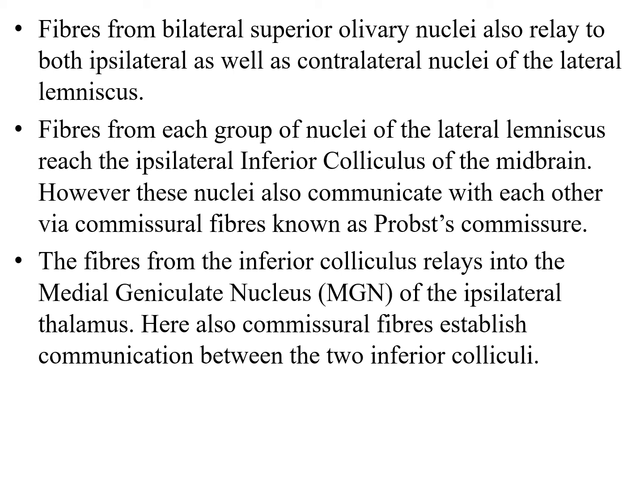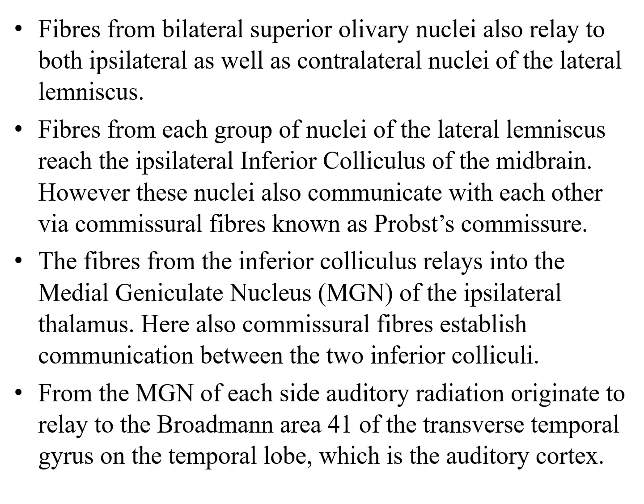What happens from the medial geniculate body onwards? Here, from the medial geniculate body, there are nerve fibers known as the auditory radiations, and they ultimately relay to Brodmann area 41 of the transverse temporal gyrus on the temporal lobe, which is the auditory cortex. There is no communication between bilateral medial geniculate nuclei.